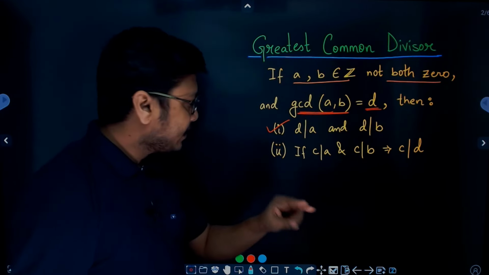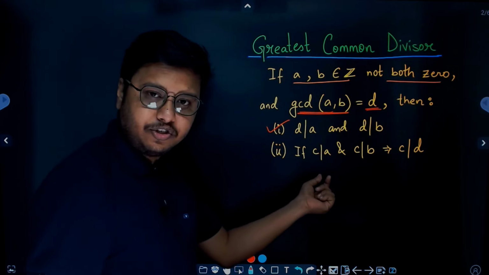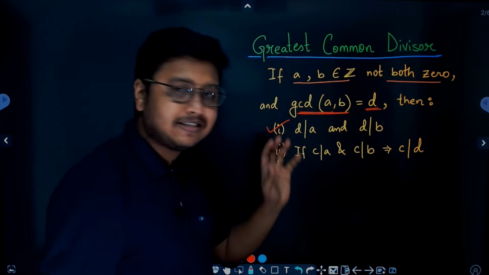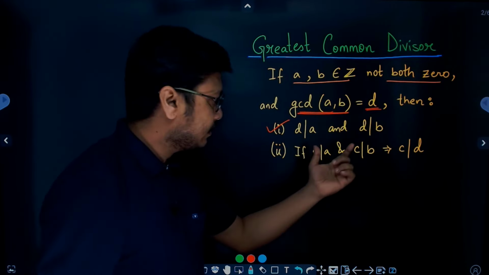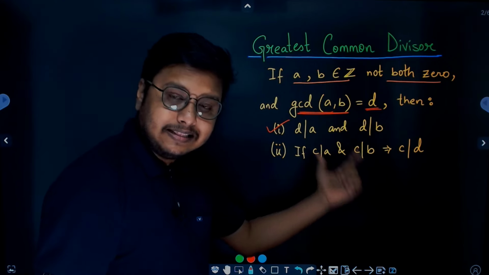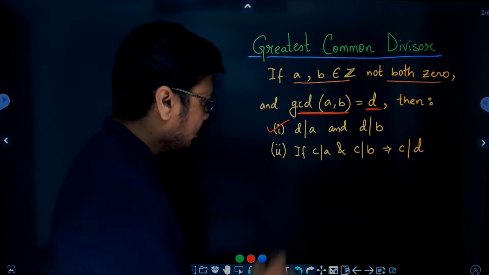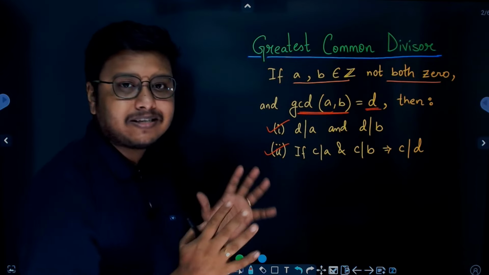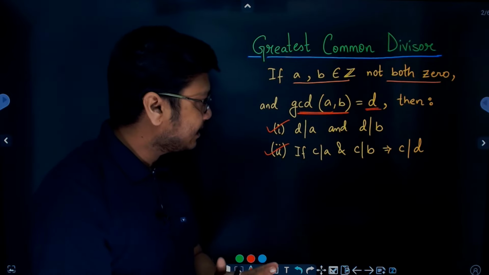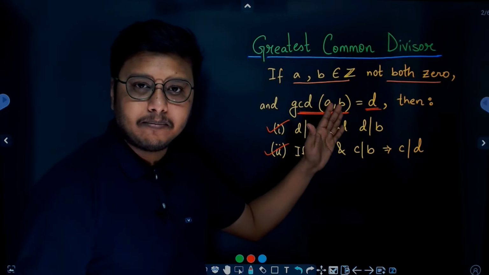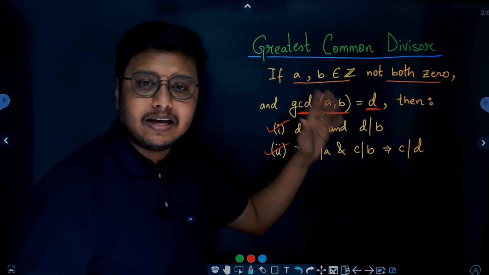And number two, if there is another integer that divides a and b, let's say c is another integer that divides a and b, then c must also divide the greatest common divisor. Okay, so if these two properties are satisfied, then we're going to say that d is the GCD of a and b. Let's take a quick example.